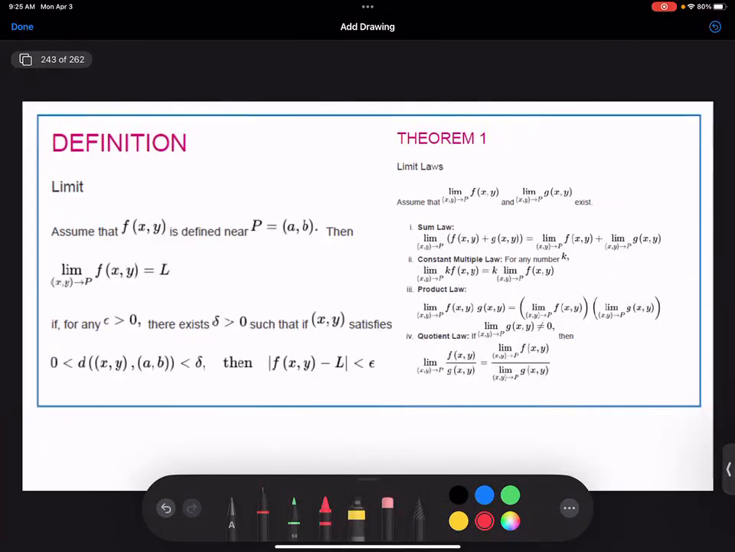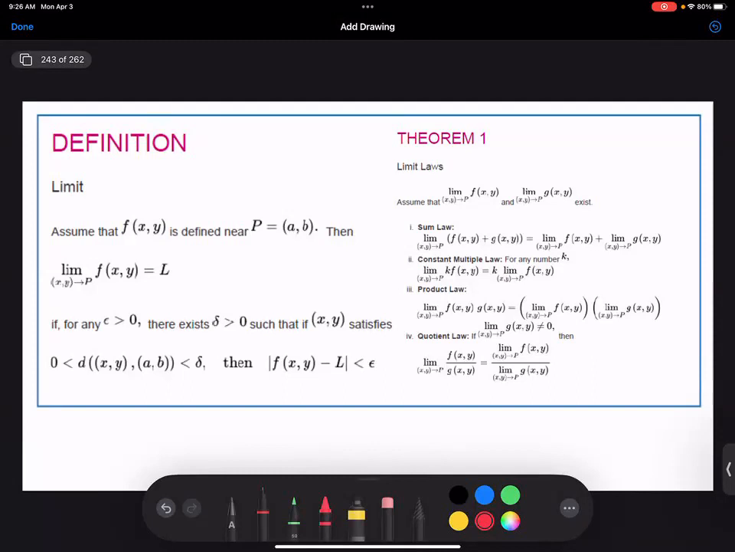Okay, so the next part is limits. So we've talked about limits before. So the definition of the limit is, we'll do something of two variables. Let's say we have a function f of x, y. It's defined near some point p equals (a, b). Sometimes we'd use the point maybe (x naught, y naught) to indicate the key point we care about.